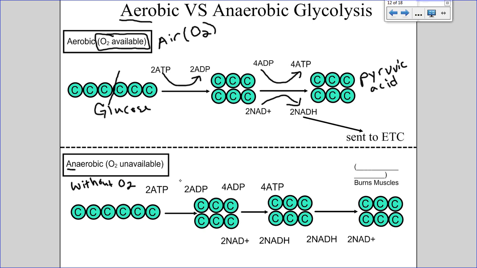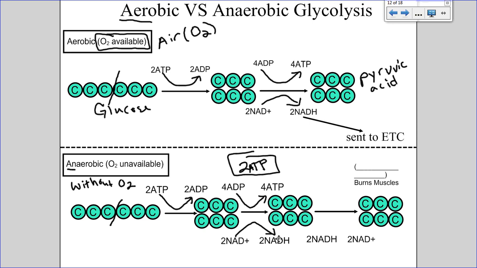oxygen available. So what happens during this is ATP is used to create ADP, and by doing so we split glucose into two 3-carbon molecules. Then ADP is used to create ATP. Again, you get 2 ATP created net, because you used 2 here and you created 4, so you get 2 overall created. And then NAD gets converted to NADH.